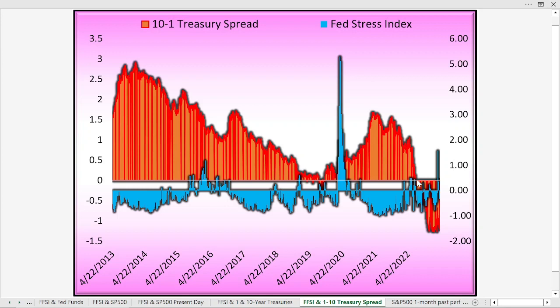But notice what occurred over time. We see all of a sudden a big drop around April of 2016 in the 10-1 spread. That coincides with the Fed stress index. The Fed stress index really does show us a very clean representation of what's happening in the bond market, the health of the bond markets.